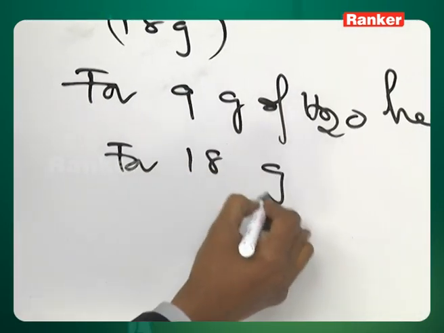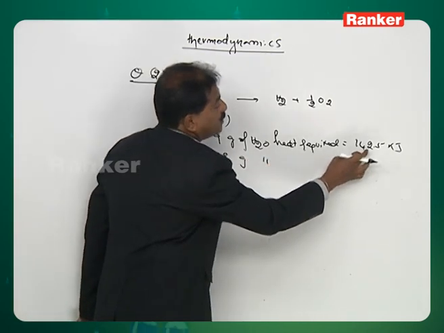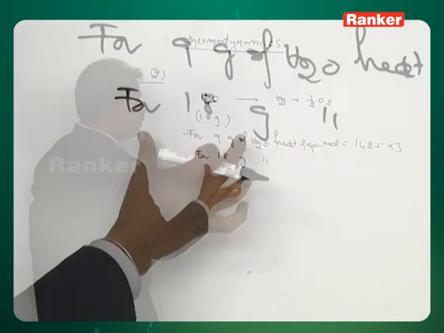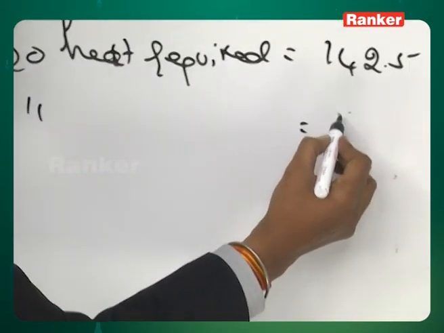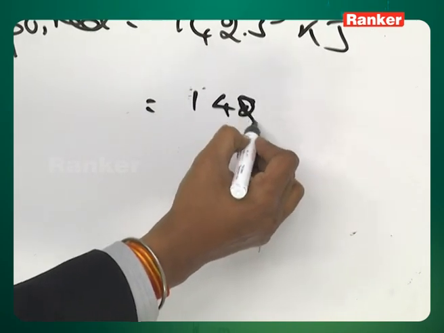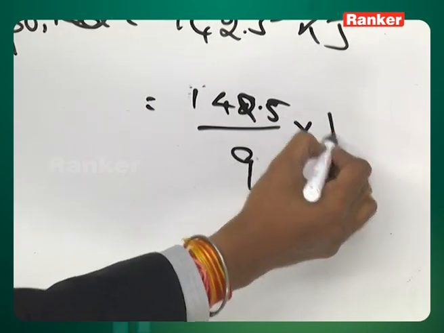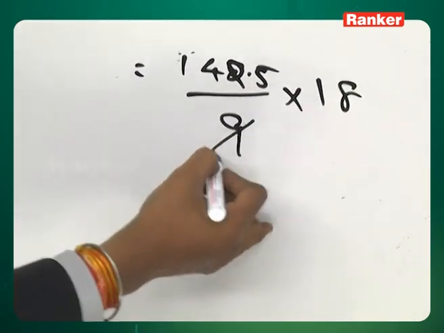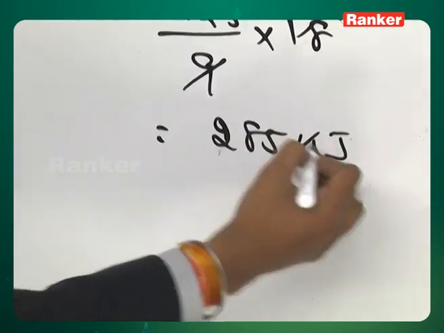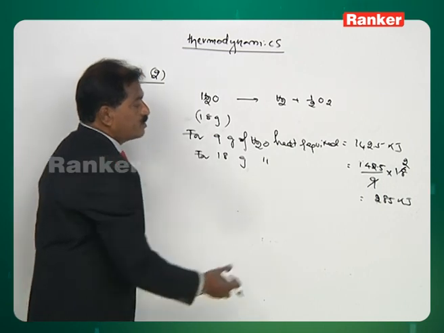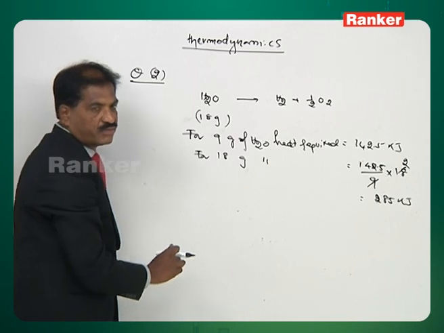For 9 grams of water, heat required is given as 142.5 kilojoules. Therefore, first calculate the heat required for the decomposition of 18 grams of water. For 18 grams of water, the calculation is 142.5 by 9 into 18. Therefore, this is 285 kilojoules. Next, based on this heat required to decompose 18 grams of water, now we have to calculate the heat of formation of water.